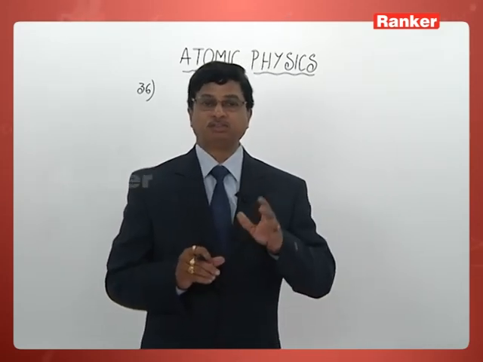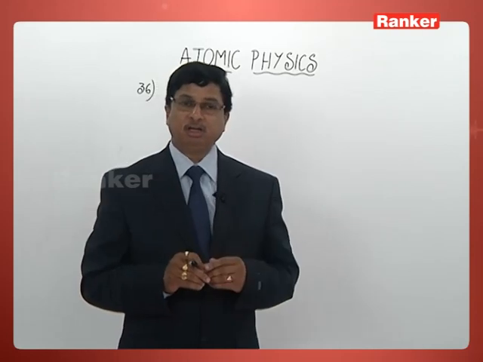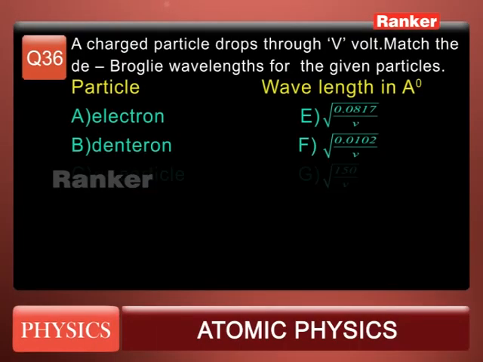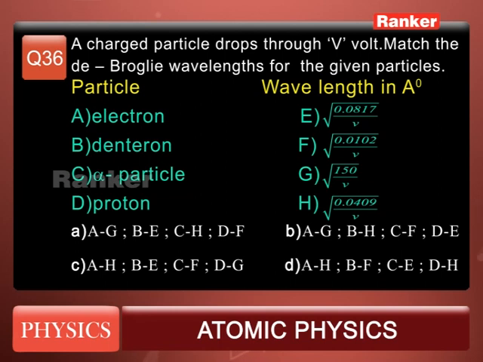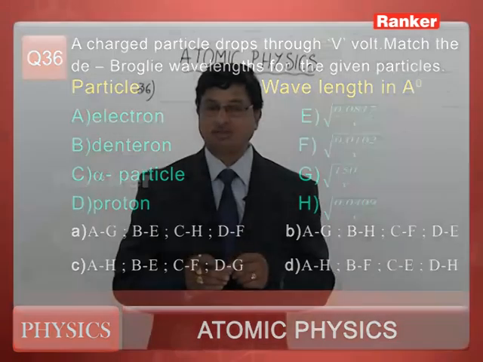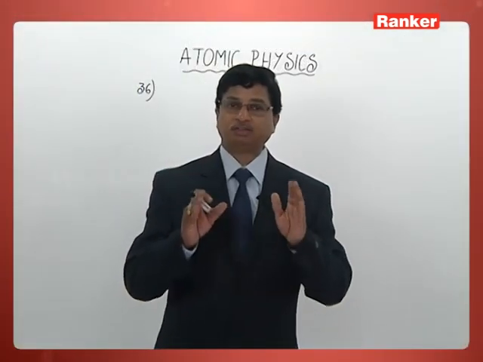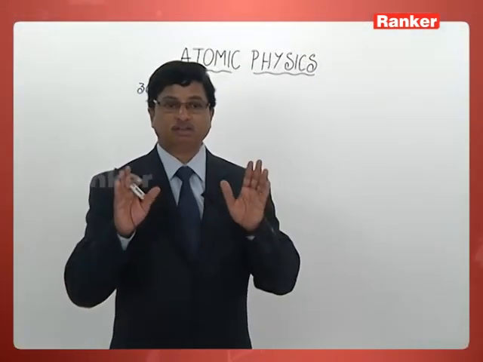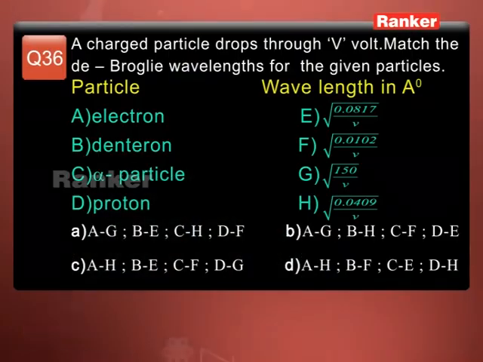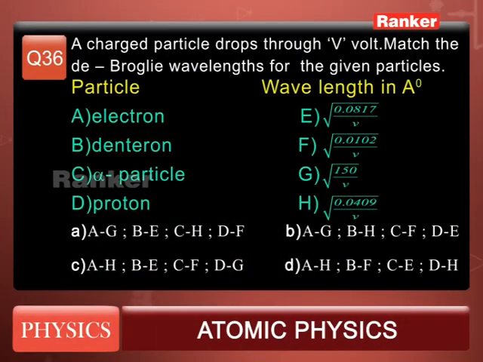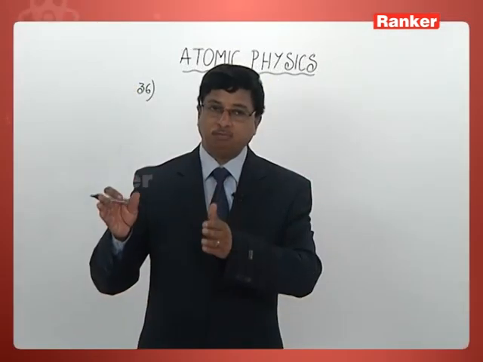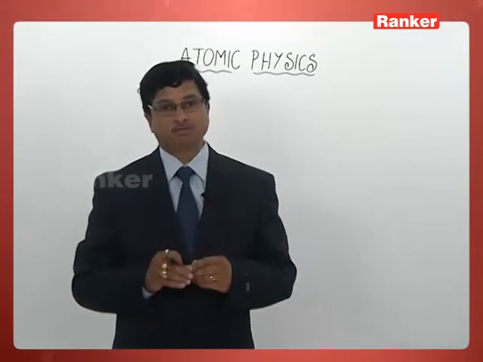That is the advantage you get from this particular problem. That is problem 36 I am talking about. Let me read it out first. A charged particle drops through V volt. That of course we can understand as the potential difference applied across the charged particles being V volt. Match the de Broglie wavelengths for the given particles. That is the question. He is giving us four particles in the first column and the corresponding de Broglie wavelengths in the second column.